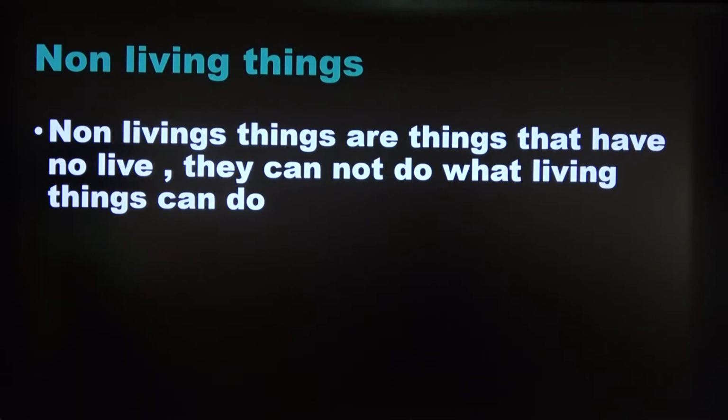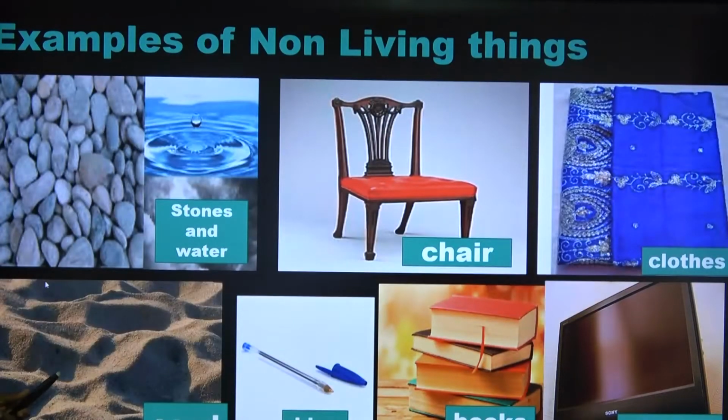Non-living things. What are non-living things? Non-living things are things that don't have what? They don't have life. And they cannot do things like the living things. They are dead. Most of them cannot talk, they cannot move, they cannot do other things like living things. And we have examples of non-living things.